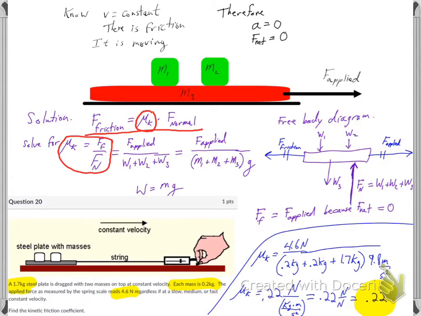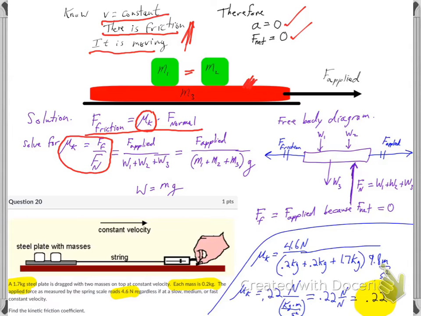Now before I finish out and explain how I solve everything, let's look at what we know. In this diagram we have a steel plate down on a surface, being pulled by an applied force. There's mass 1 and mass 2, and mass 1 and mass 2 are equal. It says the velocity is constant, and it also says there is friction and it is moving. So we know the acceleration from that stuff right here.